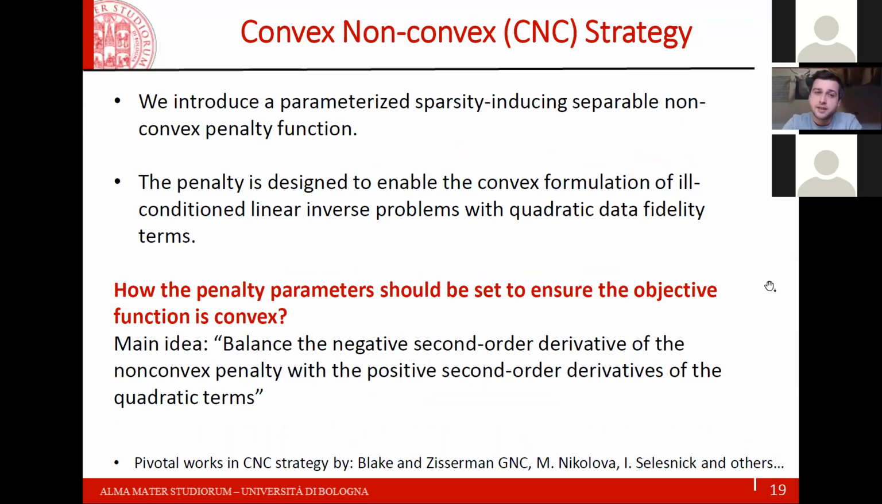In our case, we have used the so-called convex non-convex strategy, where the main idea is to balance the negative second order derivative of the non-convex penalty, in our case phi, with the positive second order derivatives of the quadratic terms. So in our case, the fidelity and the regularization on the smooth component. For this strategy, the pivotal works were done by Blake and Zisserman, followed by Nikolova and Selesnik.